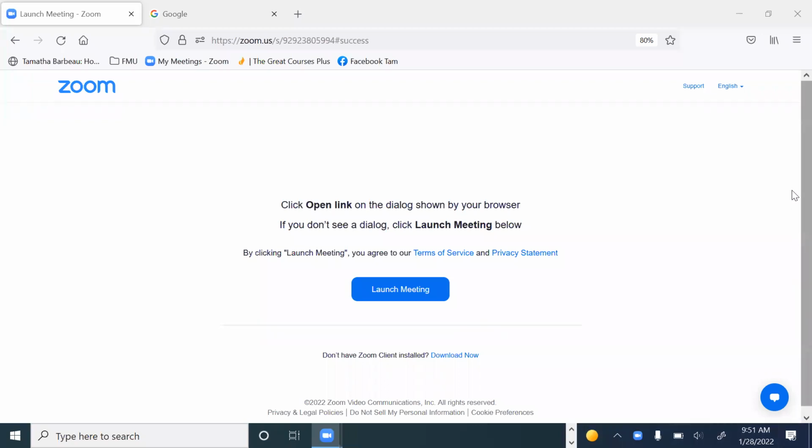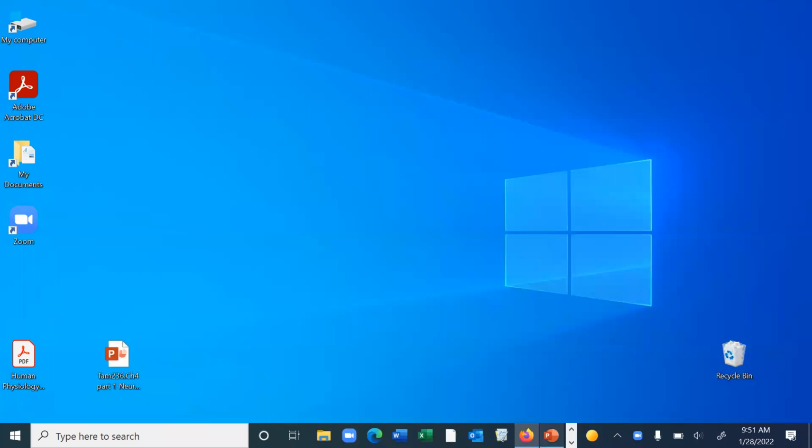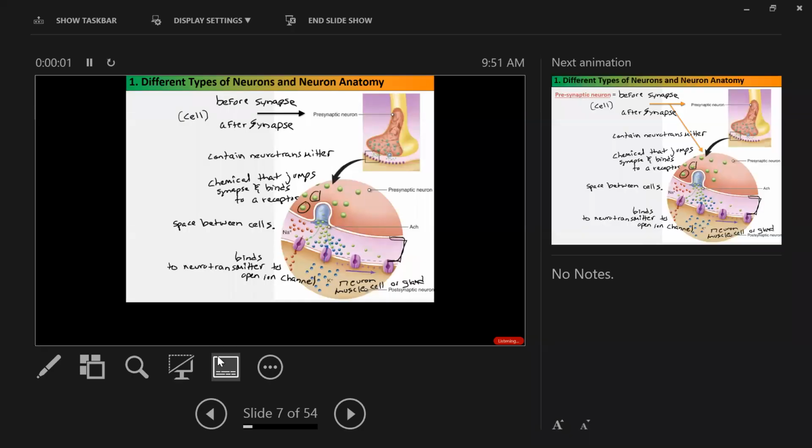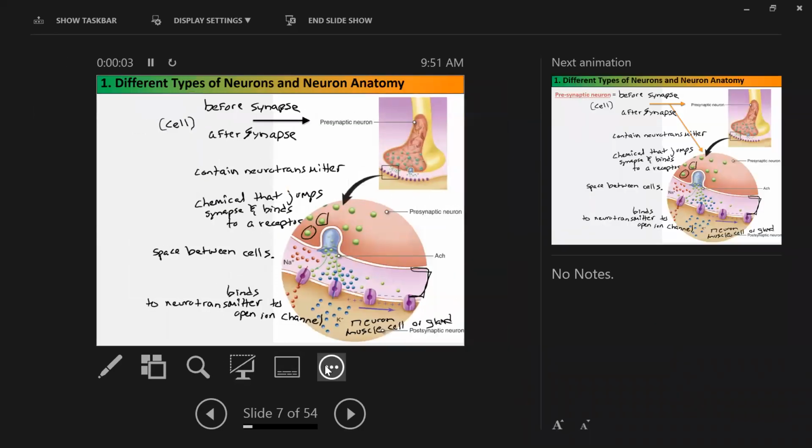And now we're ready to go. Okay, so move this sucker. All right. So this is where we left off on Wednesday.